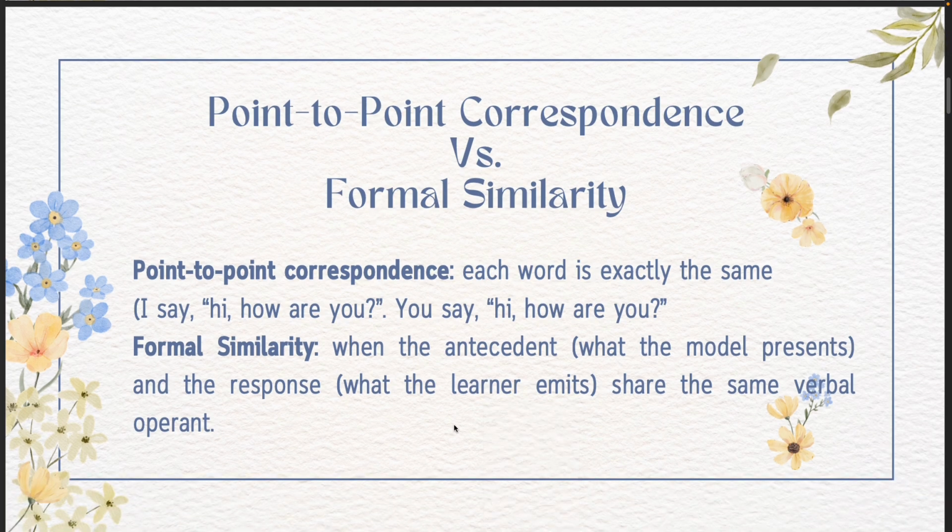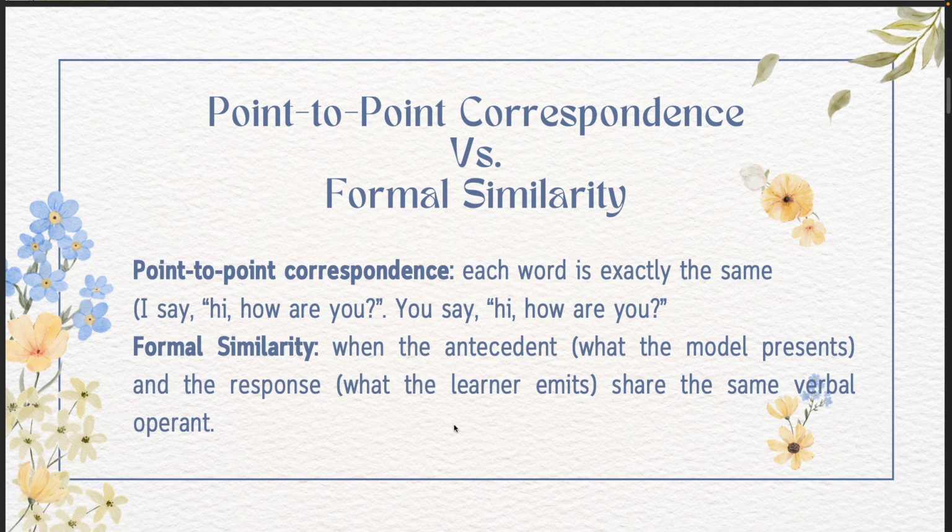Let's look at what these two terms mean. Before we start using these terms, let's see what they are. Point-to-point correspondence means that each word is exactly the same. Okay, an example. I say, hi, how are you? You say, hi, how are you? As you can see, every single word is exactly the same. For more examples, I mand for cookies. This person mands for cookies. I sign cookies. You sign cookies. As long as they're the same words.